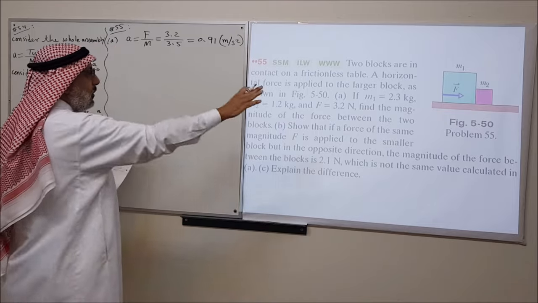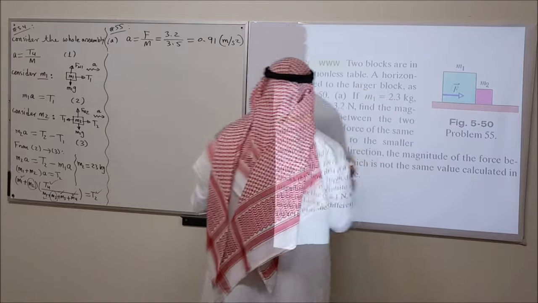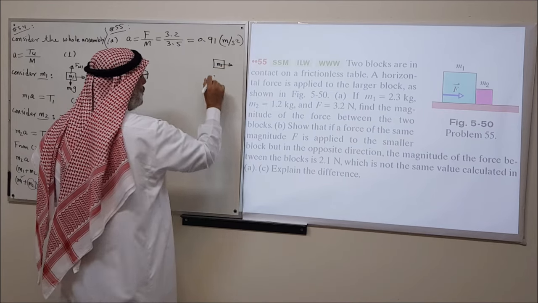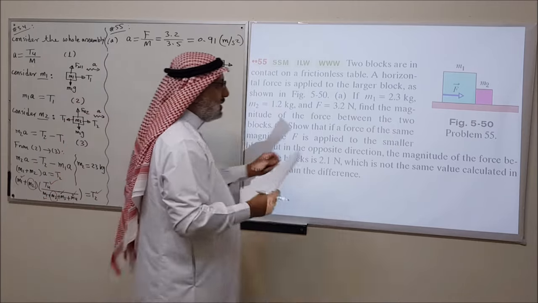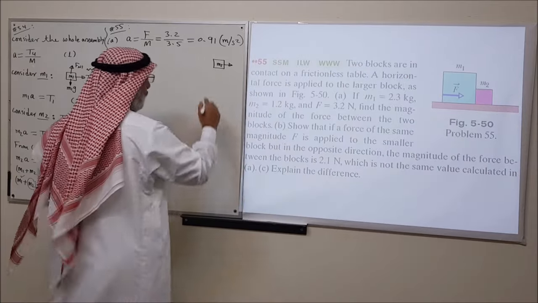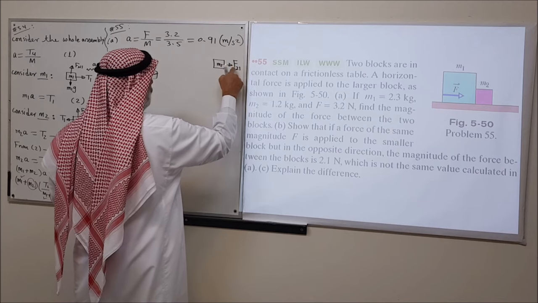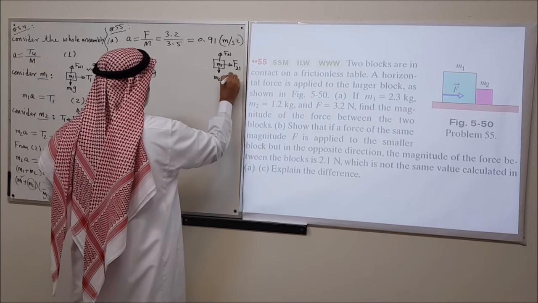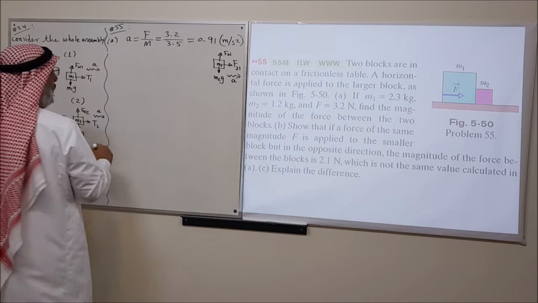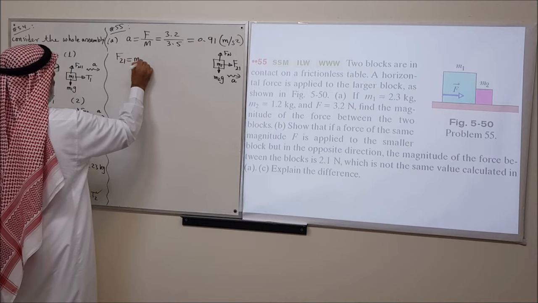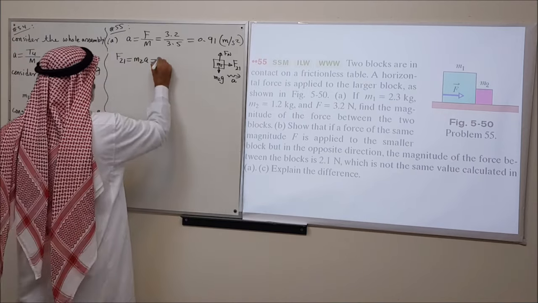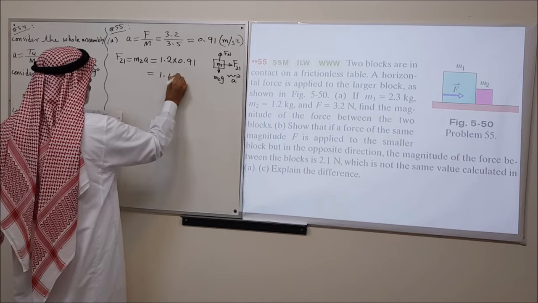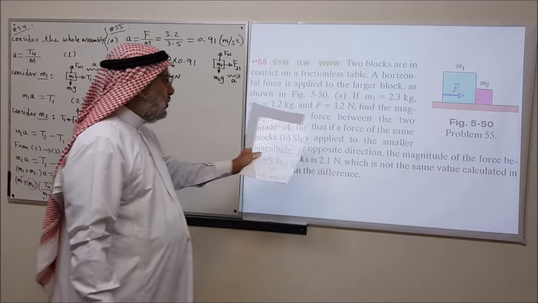To find the contact force, I will consider the block M2 because it is easier, less forces on it. And if I draw its free body diagram, it will look like this. There is the force from M1 on M2. As M1 moves, it will push M2 to the right. So that is the force F21, the force on 2 due to 1. And then we have the normal force, and then we have the gravitational force, and the acceleration is to the right. Newton's second law for this, F21 is equal to M2A, M2 is equal to 1.2 multiplied by 0.91, and that will be equal to 1.1 newtons. There is the force between the two blocks.